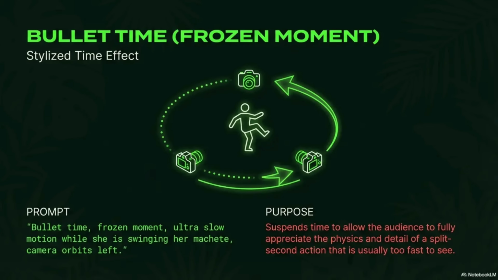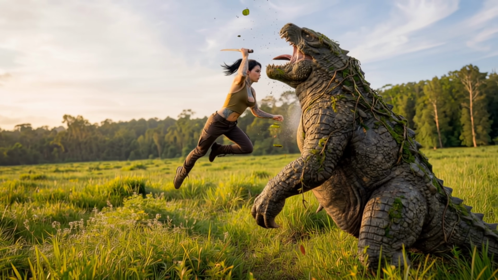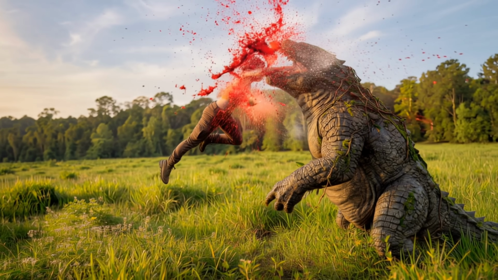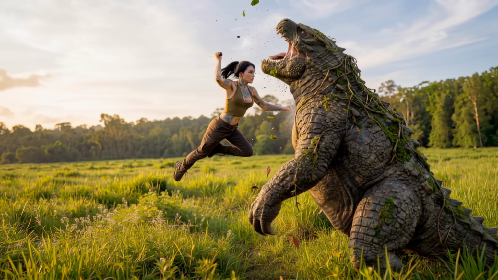Bullet time suspends time to allow the audience to fully appreciate the physics and detail of a split-second action that is usually too fast to see. Use the prompt bullet time frozen moment, ultra slow motion. While she is swinging her machete, camera orbits left.